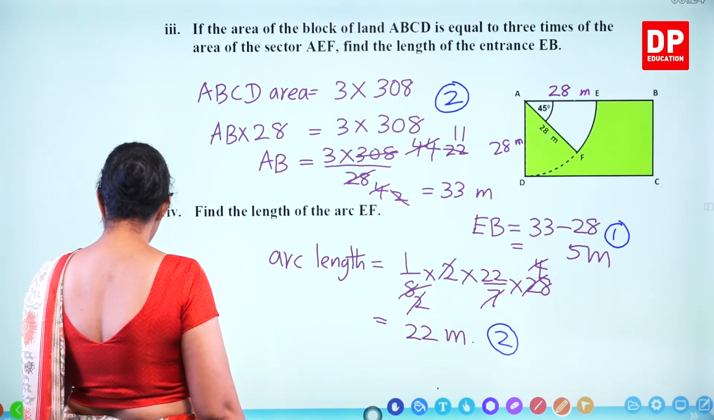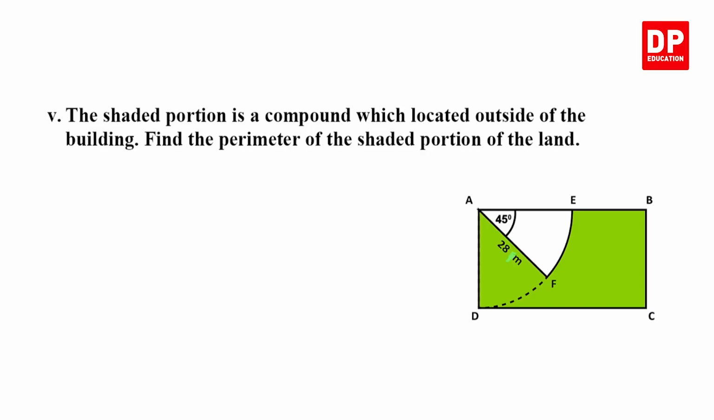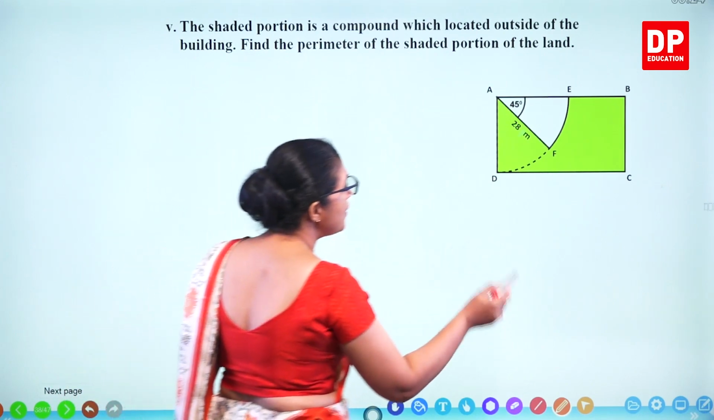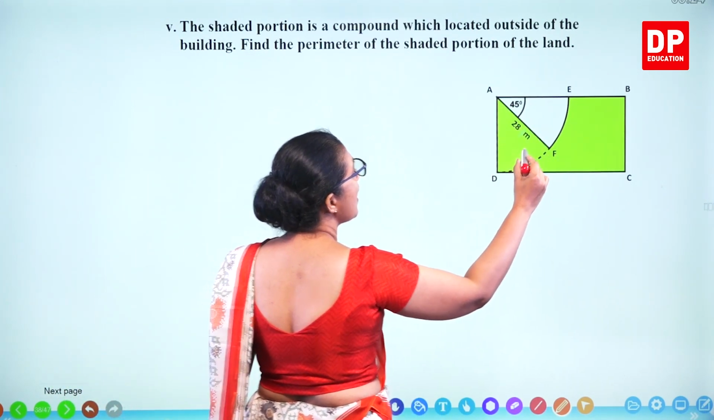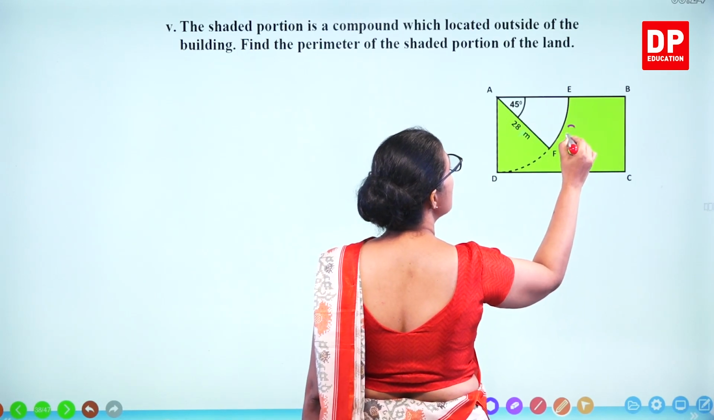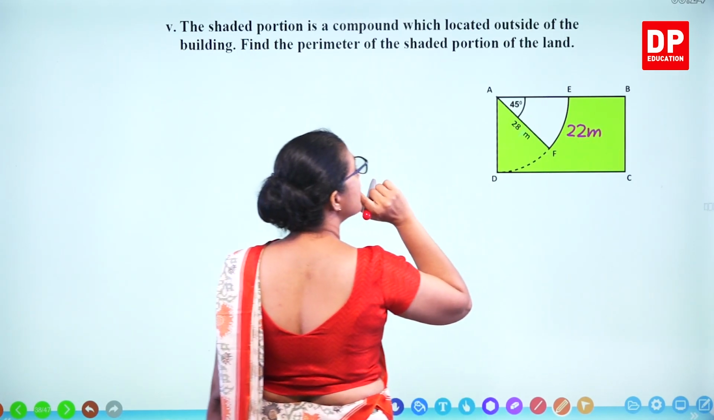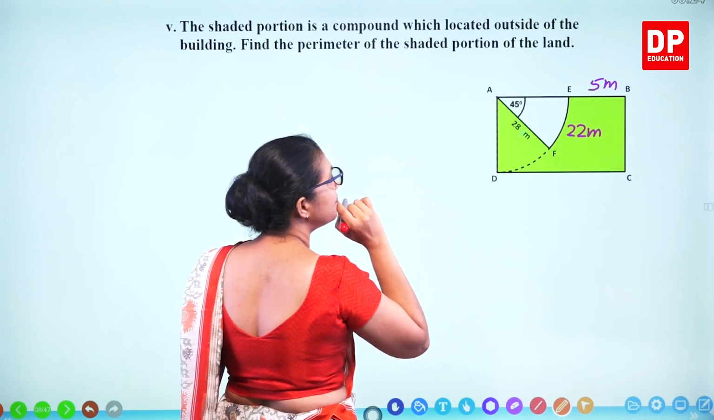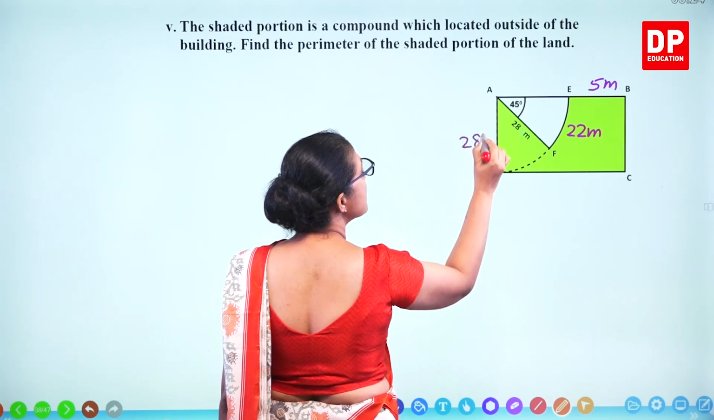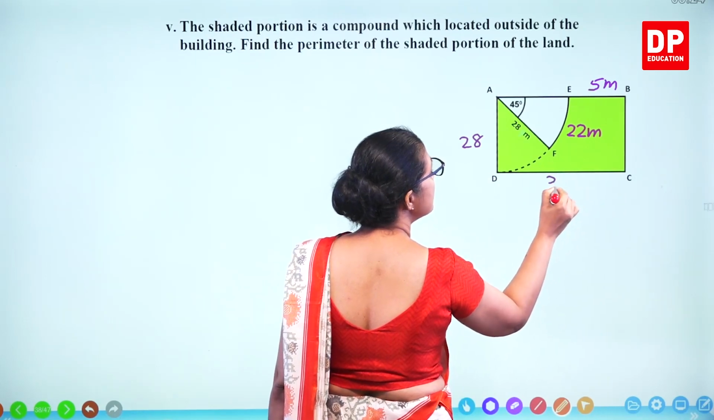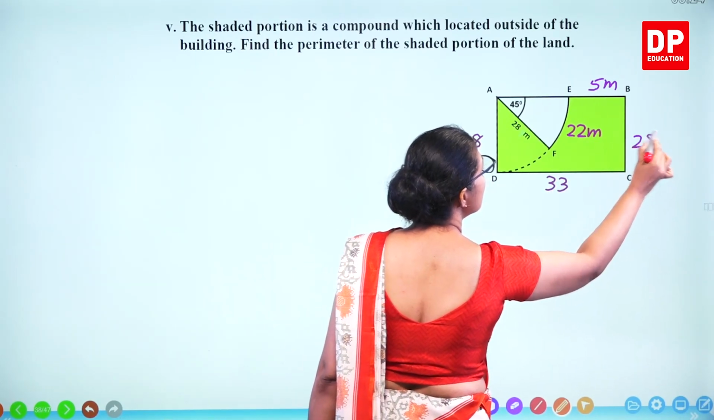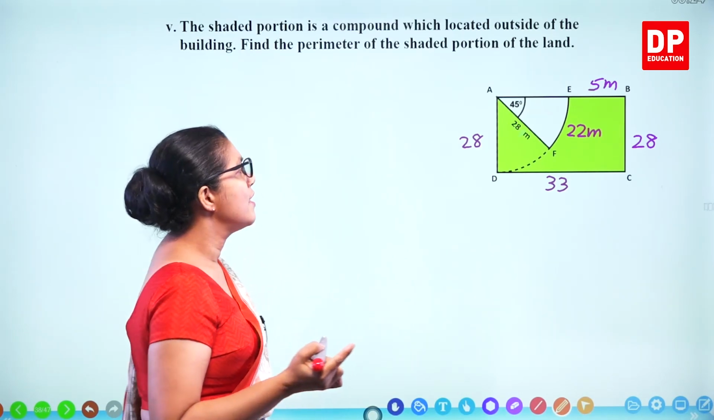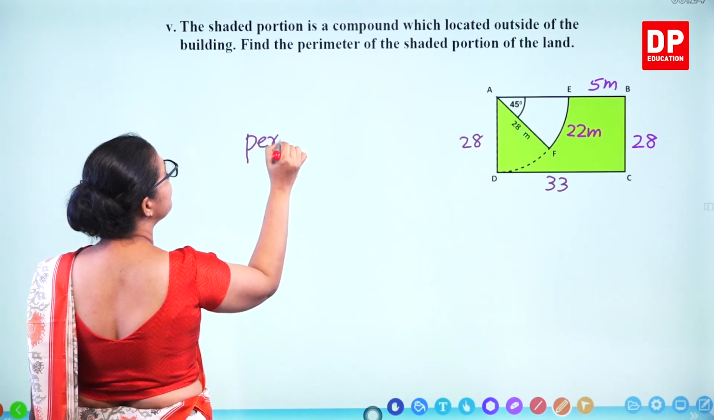Now we'll do the next part. The shaded portion is a compound which is located outside of the building. Find the perimeter of the shaded portion of the land. So do we know all these lengths? This is 28. And we found EF, that's 22, arc length. And this is EB, we found the gate is 5 meters. And this is 28. And we found AB, that's 33. And this is 28. We have all the outside lengths to find the perimeter.